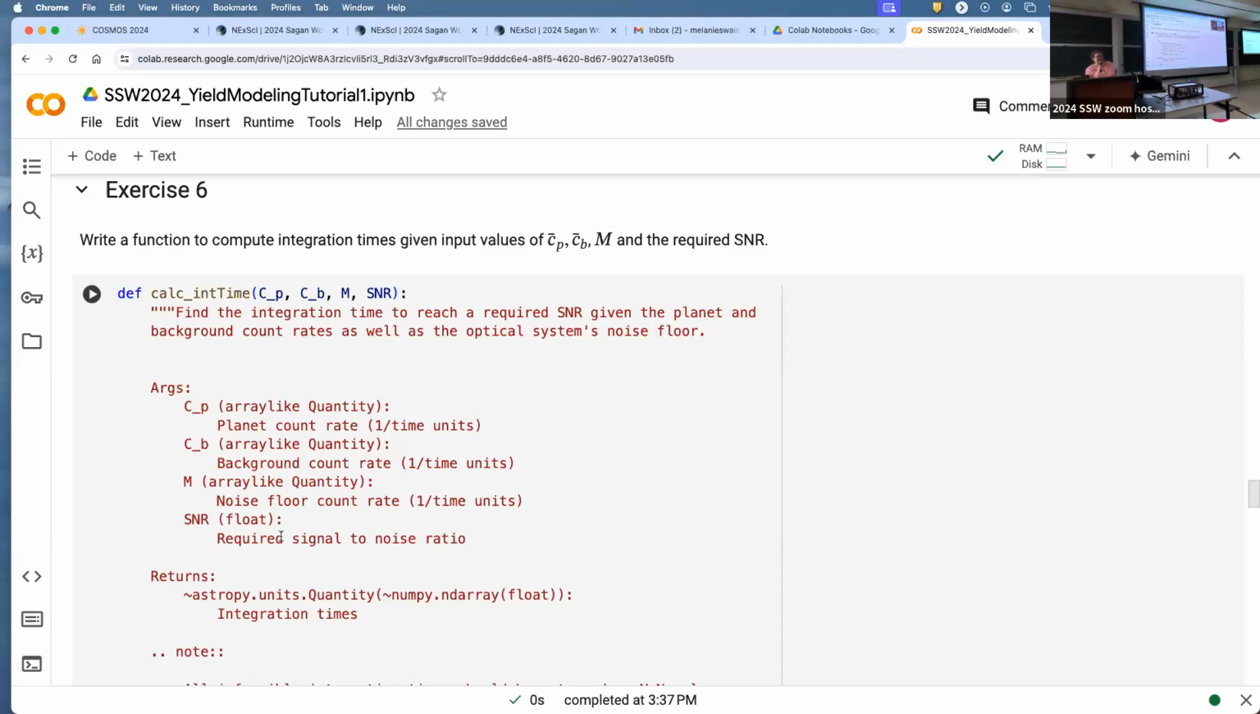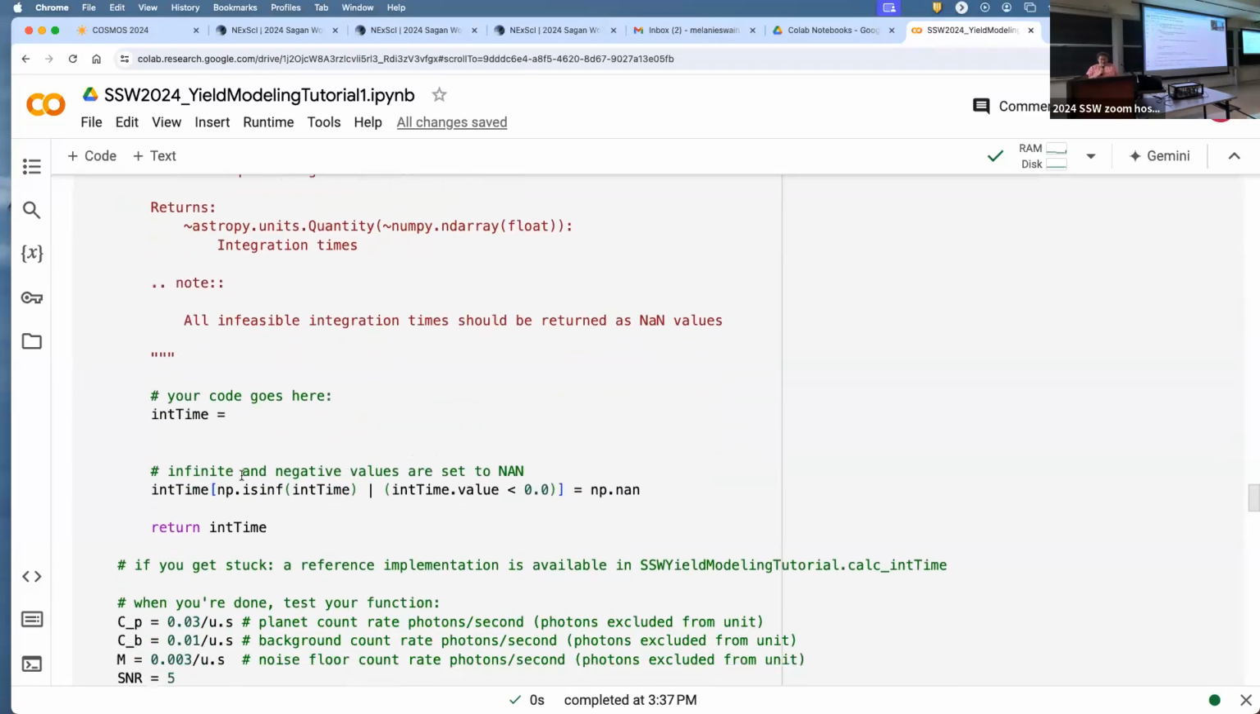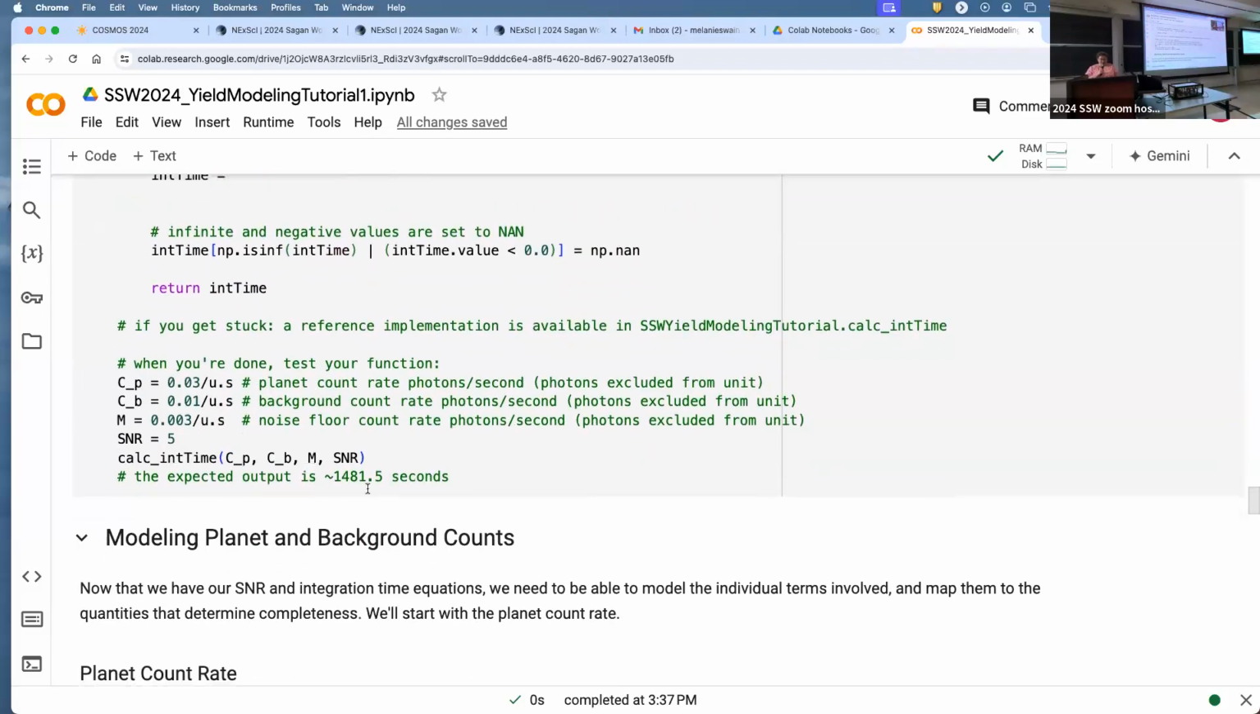So let's, how did your integration times come out? How did your check come out down here at the bottom? Did you get the 1400 seconds? All right, very good. All right, I'm seeing thumbs up. I'm seeing double thumbs up with victory. Excellent. I'm glad to hear it.